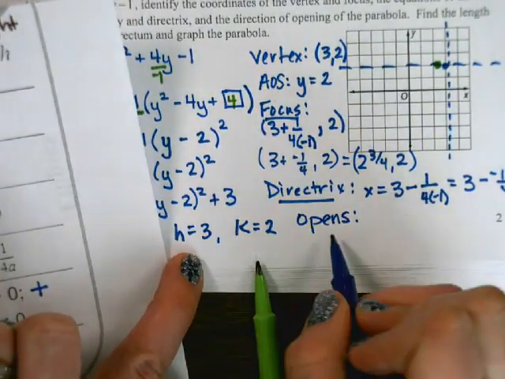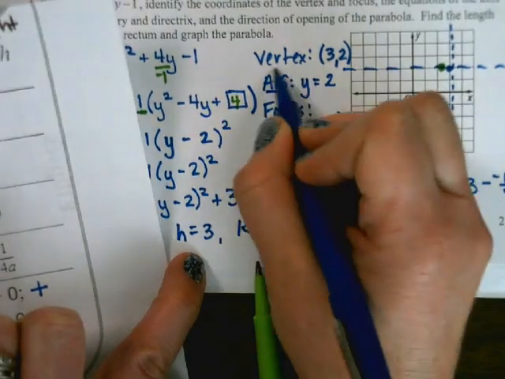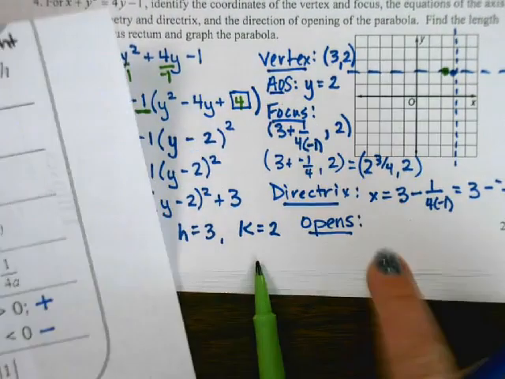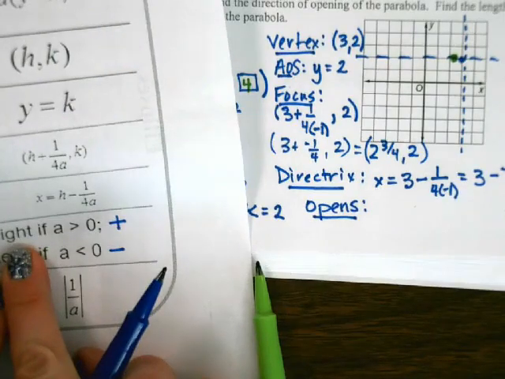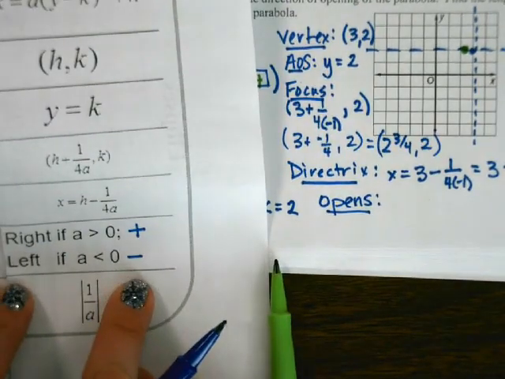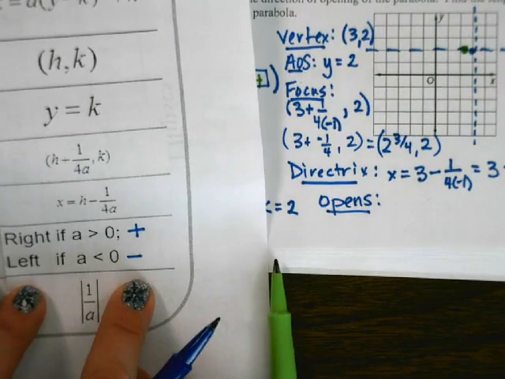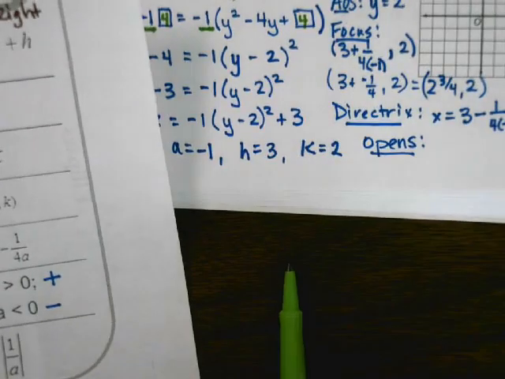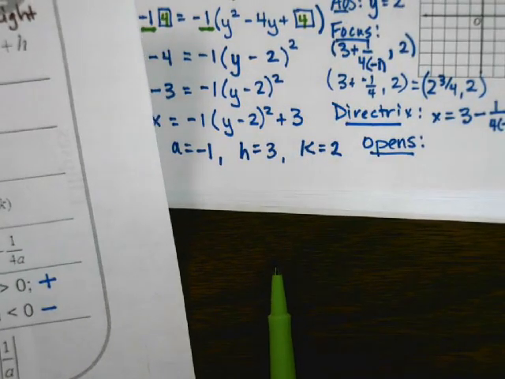All right, which way does this guy open? If my A value is positive, he opens to the right. If my A value is negative, he opens to the left. Left.